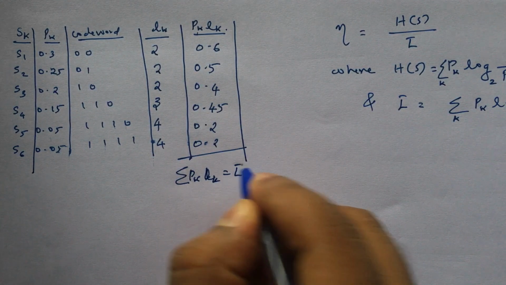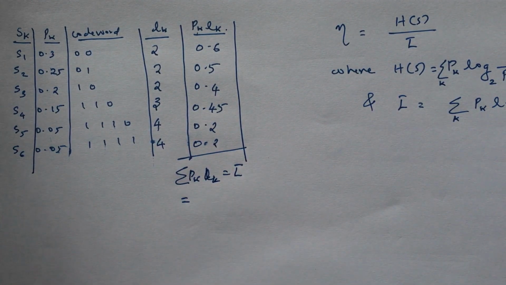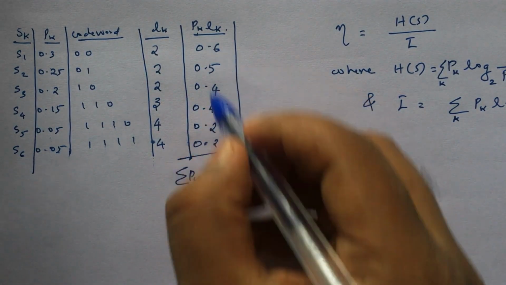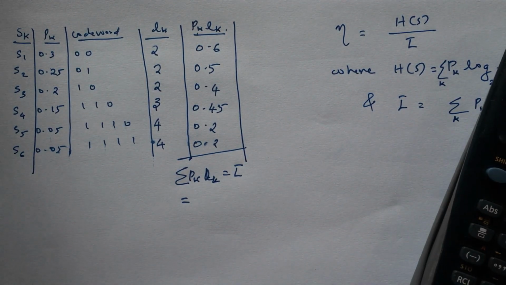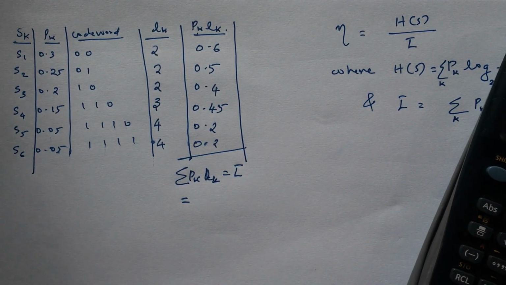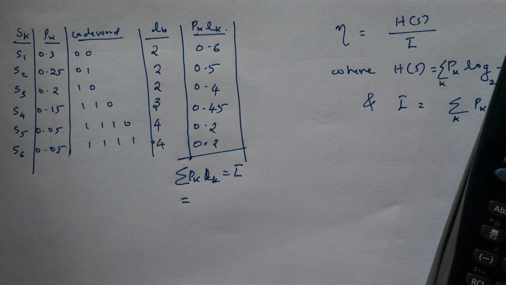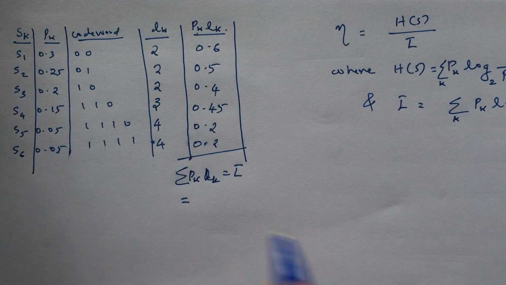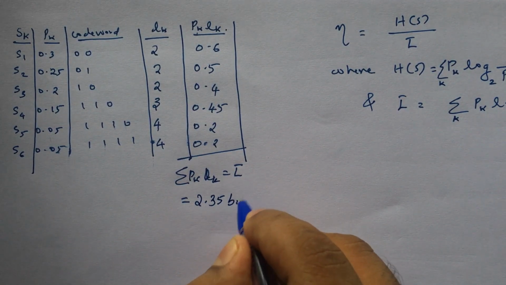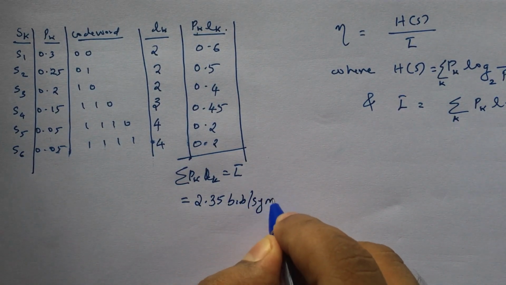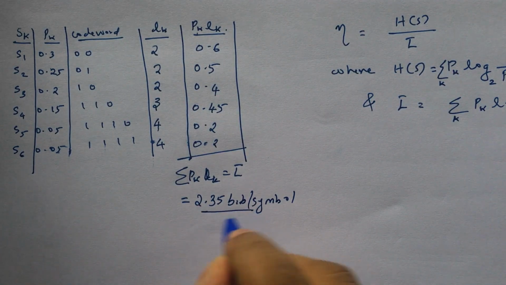It is known as L bar, the average code word length. L bar here is equal to the sum of 0.6 plus 0.5 plus 0.4 plus 0.45 plus 0.2 plus 0.2. That is equal to 2.35 bits per symbol.